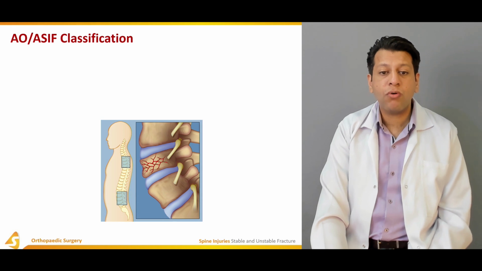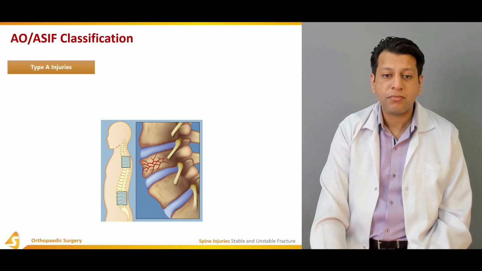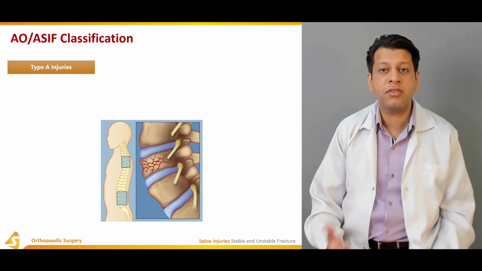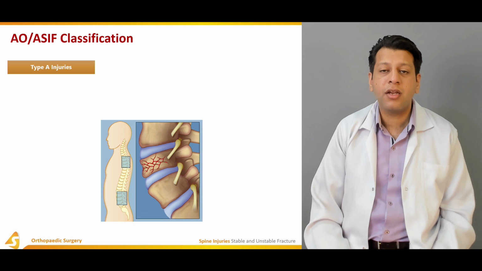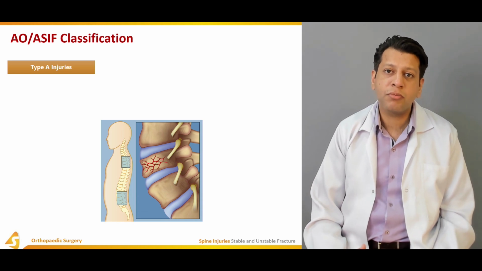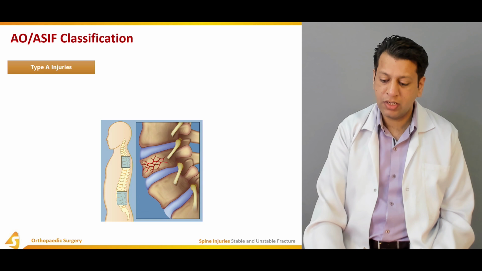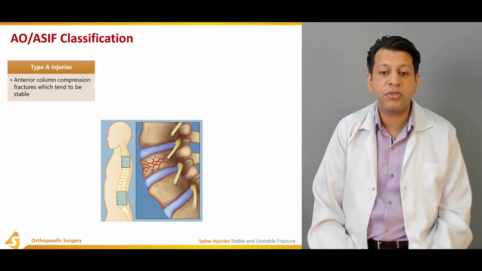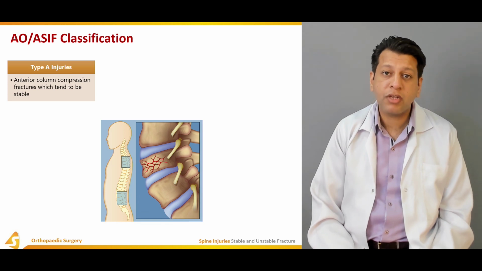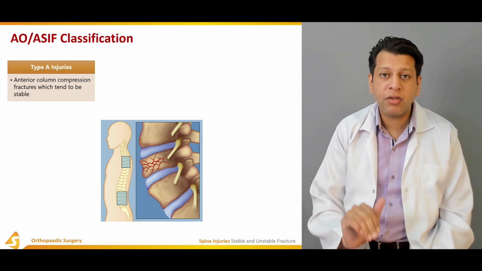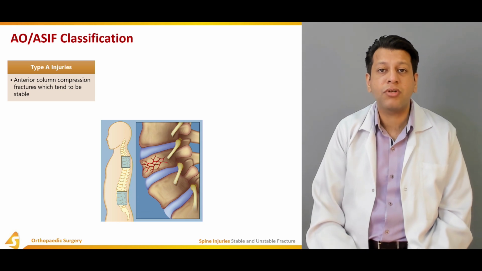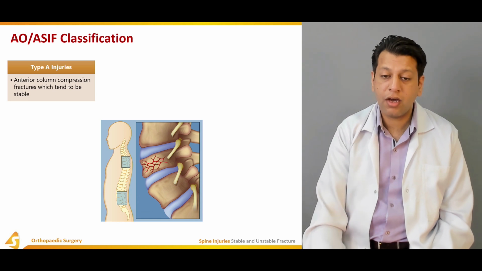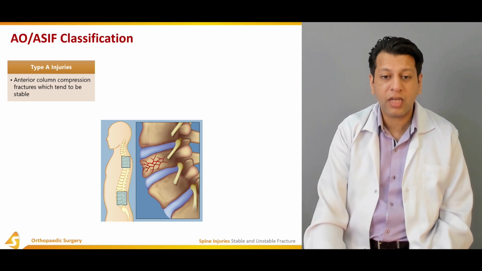Now, there's the AO and ASIF classification, which divides the fracture pattern into type A, B, and C. There are three types of fractures. It involves not only the columns but also the mechanism of the injury. Usually type A are anterior column compression fractures, which tend to be stable. How would they occur? There would be a flexion injury, with severe bending of the spine in forward flexion. This would lead to anterior column compression fractures. These are usually the stable type A injuries.